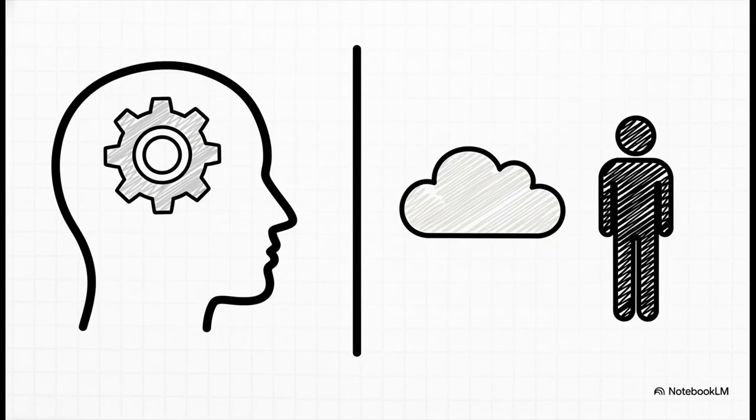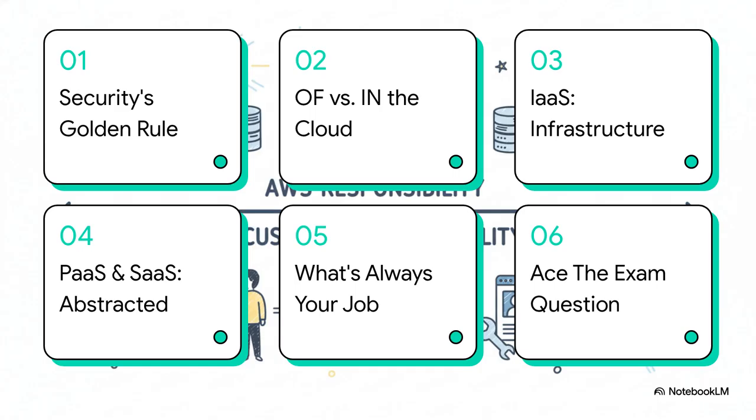So this whole explainer is designed to give you the mental model you need to get this right. We're going to make it crystal clear where AWS's responsibility stops and yours begins. And that distinction, that's not just key for passing the exam, it's key for building anything securely in the real world. Here is our game plan for the next few minutes.